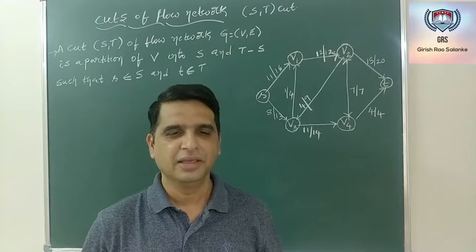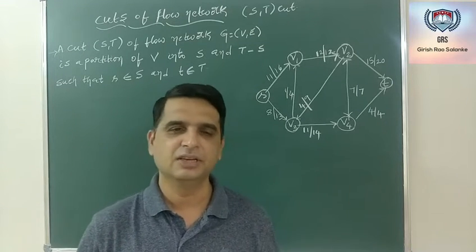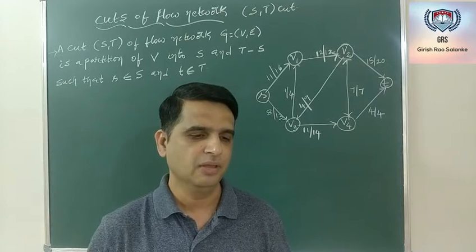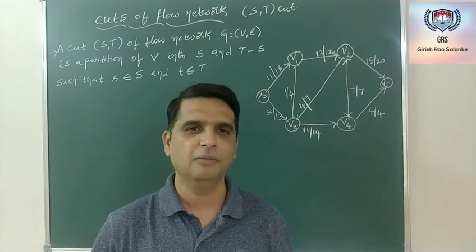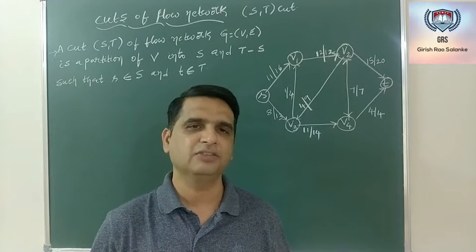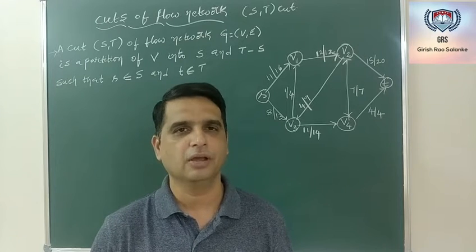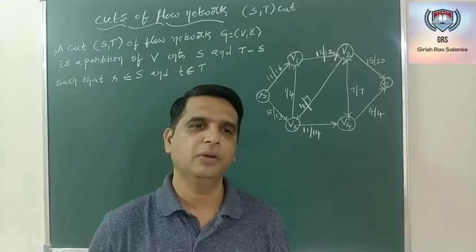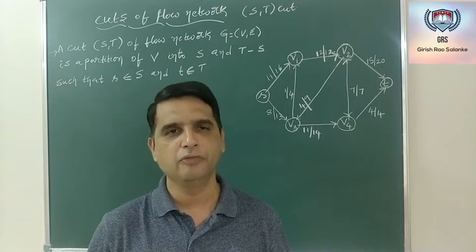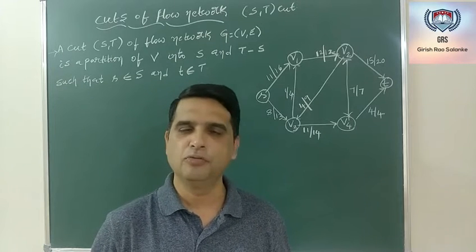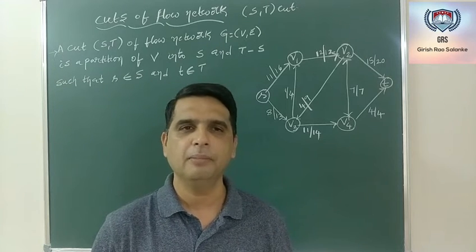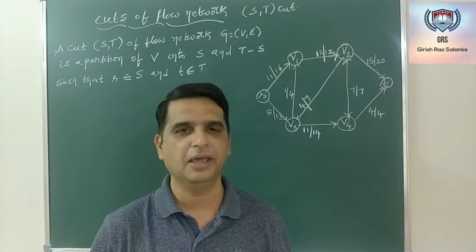Hello everyone. In the previous video, we discussed the Ford-Fulkerson algorithm. Note that the Ford-Fulkerson algorithm was basically used to find the max flow in a flow network. Now in today's video, we are going to discuss the proof of the Ford-Fulkerson algorithm, and the proof is in the form of a theorem by the name max flow min cut theorem.